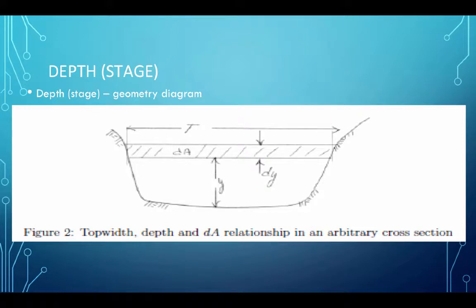So here is a diagram of some arbitrary cross-section, and depth is measured from hopefully the lowest point in the channel of the cross-section to where the water surface is. So depth is the distance to the water surface. Ignore this differential area above it for the time being.